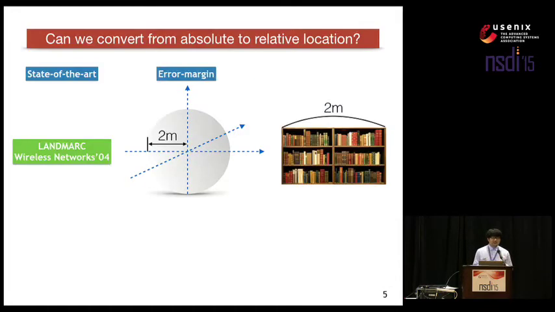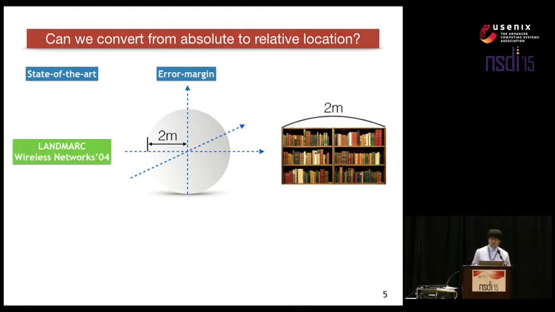Now that there are so many absolute localization schemes, a natural question arises: can we convert from the absolute to the relative location using the state-of-the-art absolute localization schemes? Before answering this question, let's first look at what will happen if we use the state-of-the-art to translate into the relative location. We first look at Landmark, which is the first proposal on active tag-based localization.